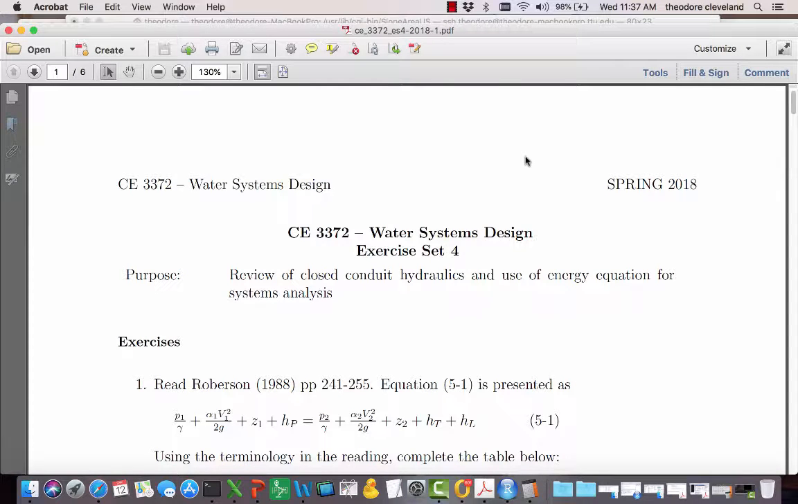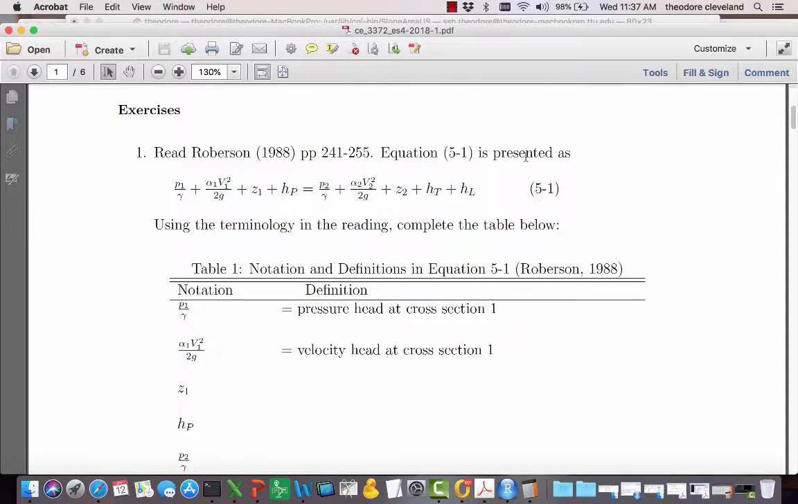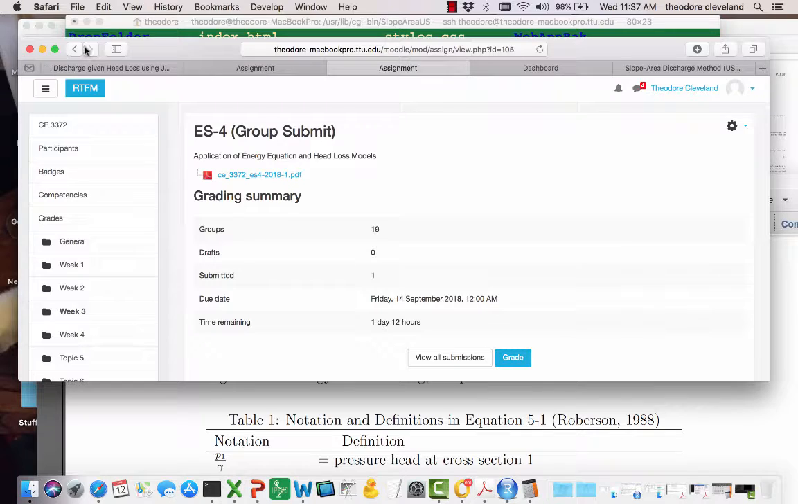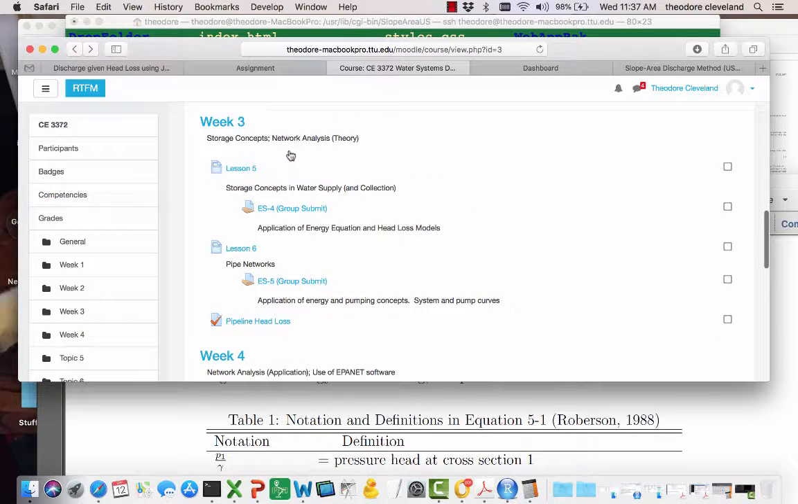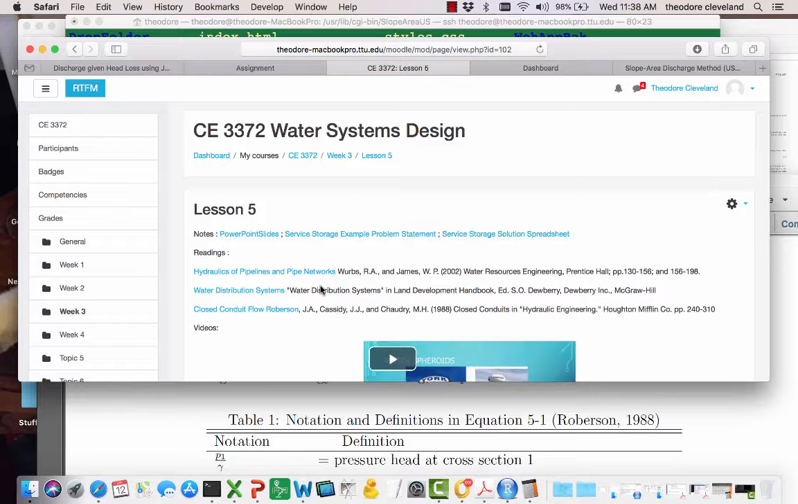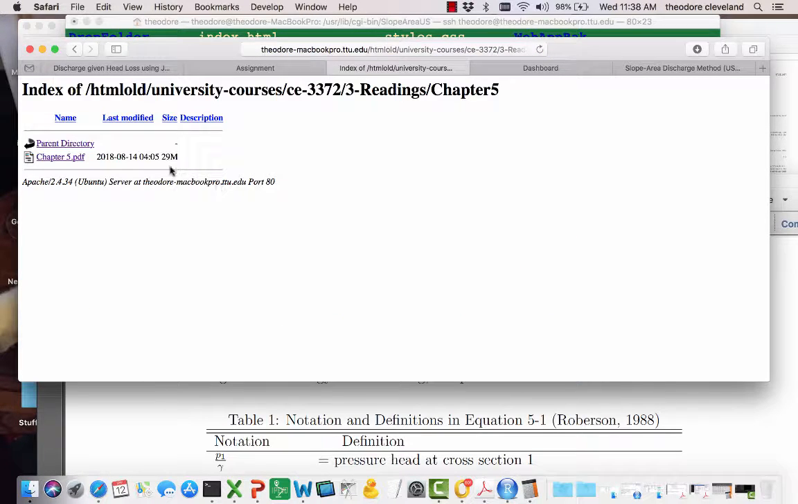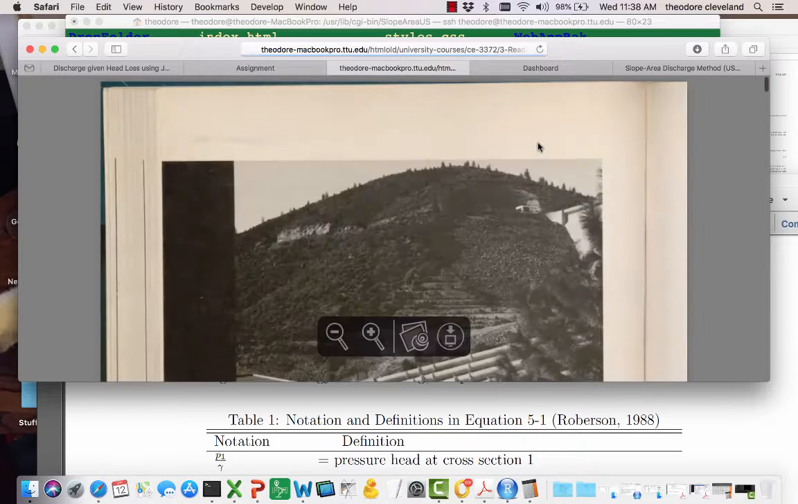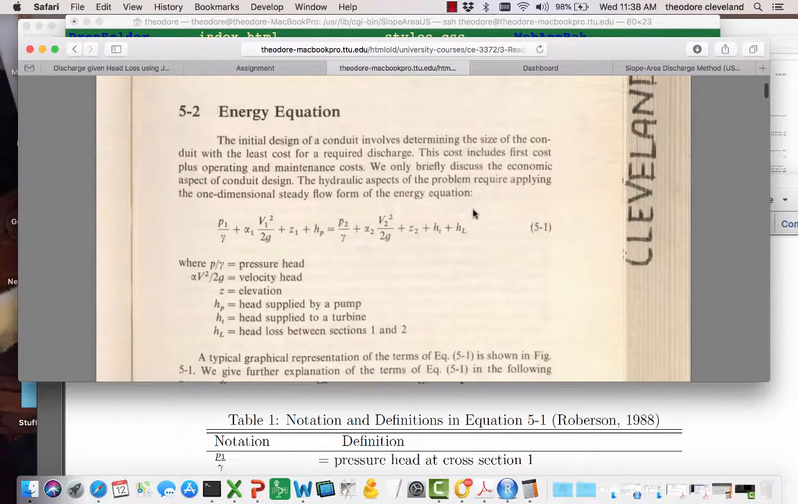This video is going to illustrate obtaining some of the solutions for exercise set number 4 using internet searches and online tools. So for exercise set 1, we're supposed to read a document that is provided in the lesson, the Robertson closed conduit flow document. If we read that, the relevant answers are in the first few pages.